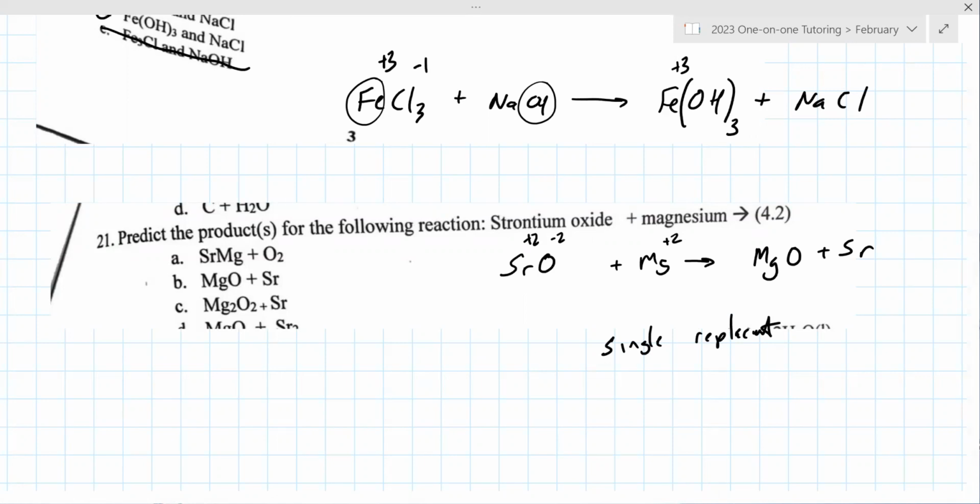All right, so Sr plus Mg. The metal always goes with the non-metal, so MgO. Yeah, that's another way to do it. Non-metal goes with metal. Single replacement. So it's just B. Yes.